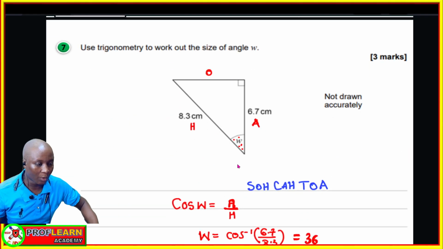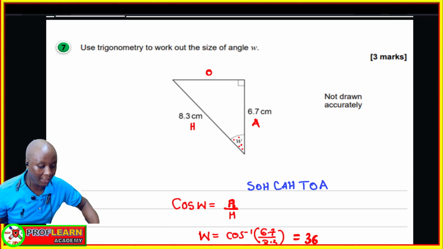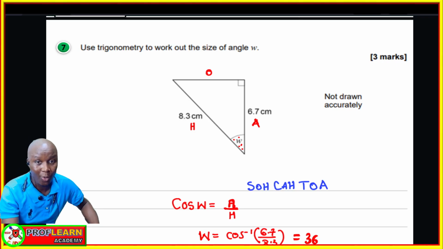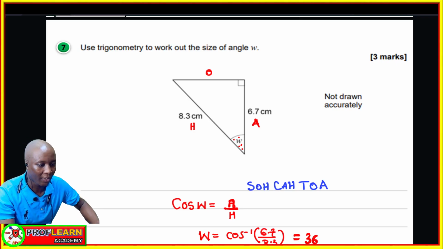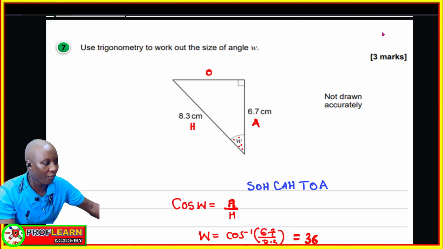And I also brought the aspect of the use of SOHCAHTOA and the Pythagoras theorem. That's another area that we are quite sure that you'll be tested on. How to find a missing side, how to find an angle in a triangle using SOHCAHTOA, and at the same time using Pythagoras theorem. So that's why I brought this question, whereby you are told to use trigonometry to work out the size of angle W. We are using SOHCAHTOA.